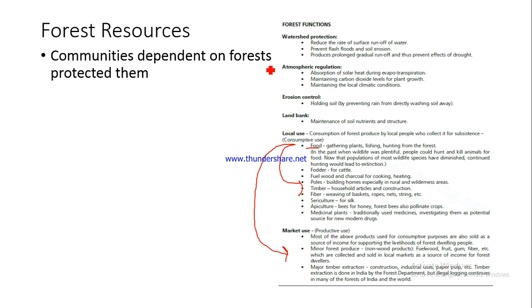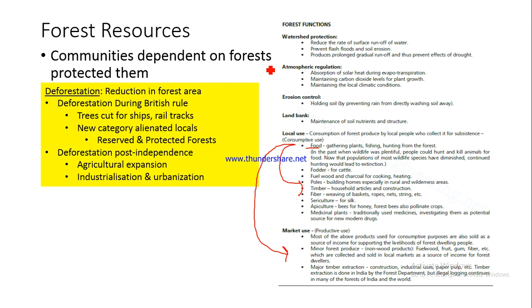They probably were using the honey or the medicinal plants that they obtained from the forest. So they were those communities which were dependent on the forest for their livelihood, and they took good care of the forest. However, what happened, please understand, when the Britishers came, a lot of deforestation happened.